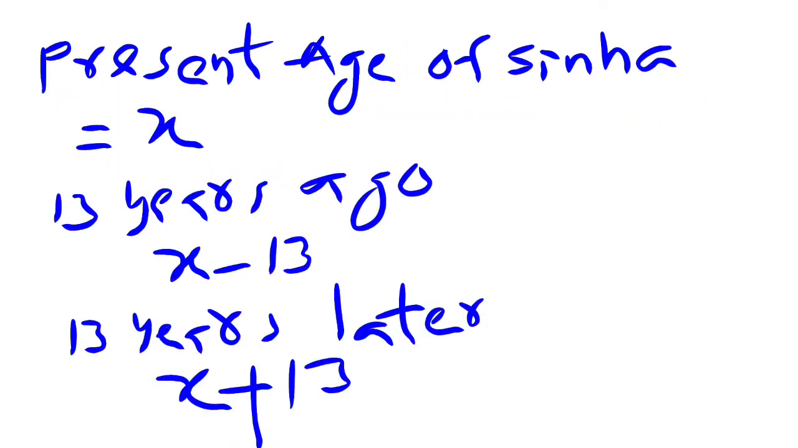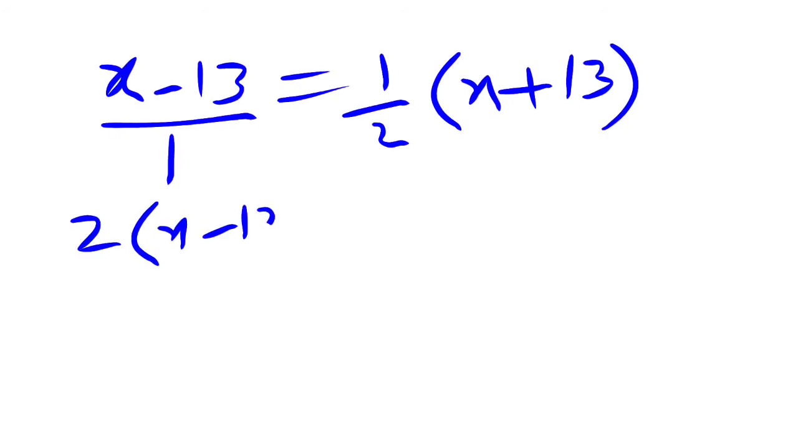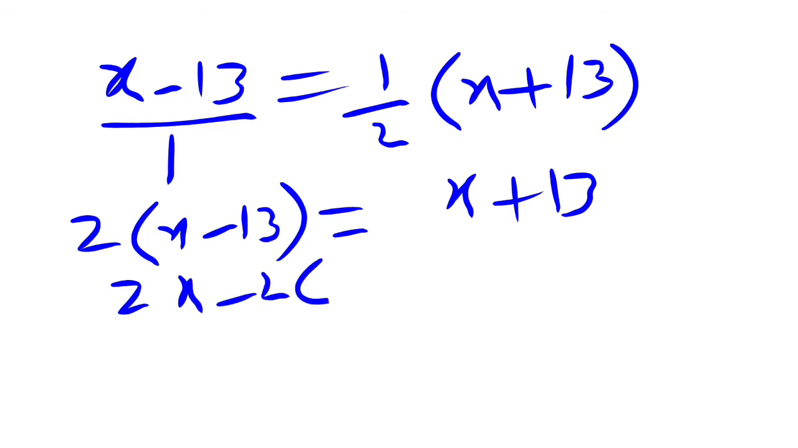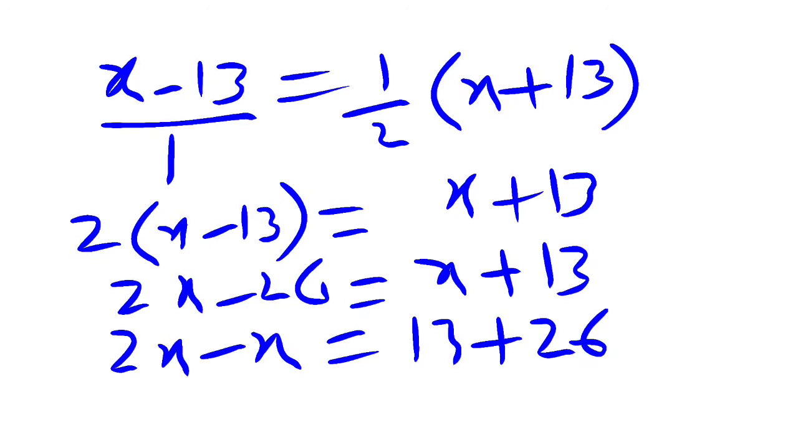So then find her present age. By 1, do cross multiplication. 2 into x minus 13 equals 1 into x plus 13. So 2x minus 26 equals x plus 13. So 2x minus x equals 13 plus 26, then x equals 39. So the present age of Sinha is 39 years.